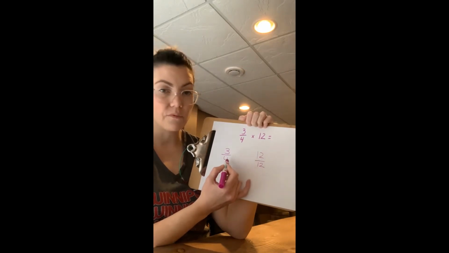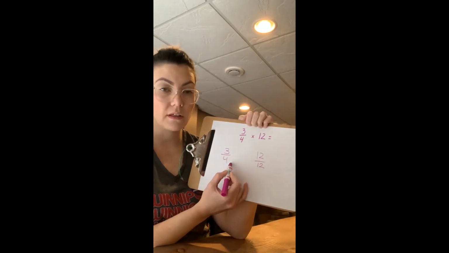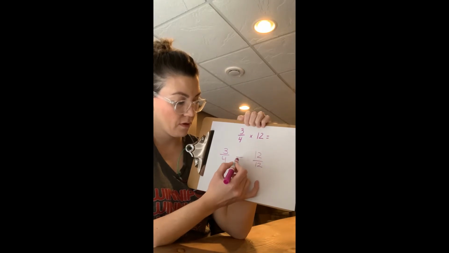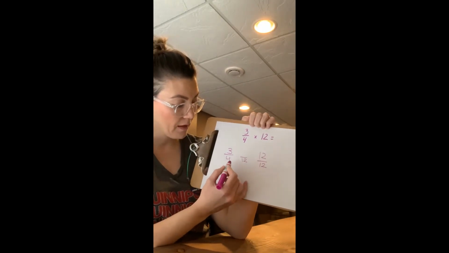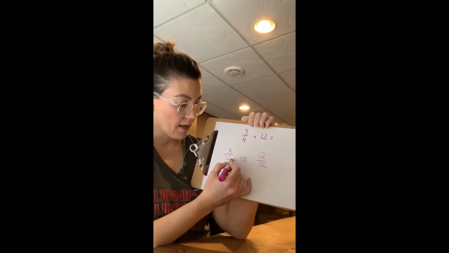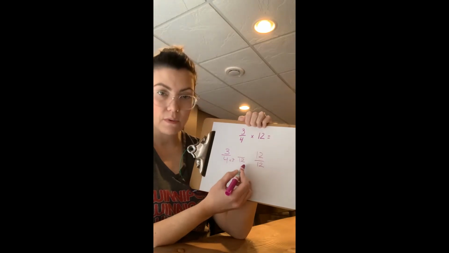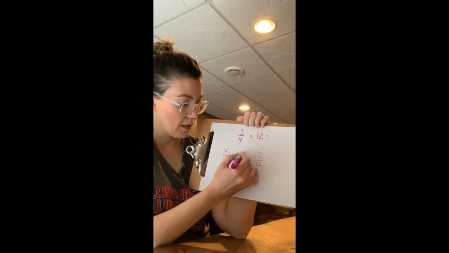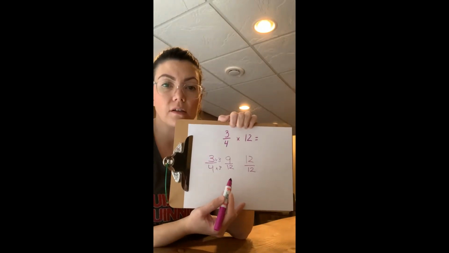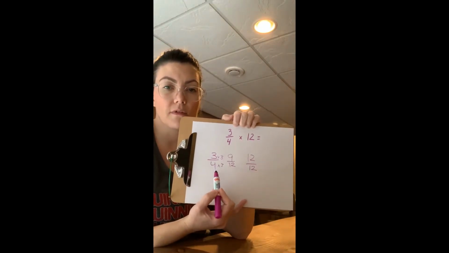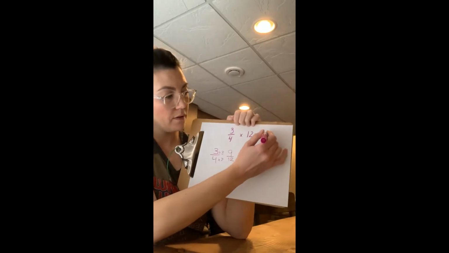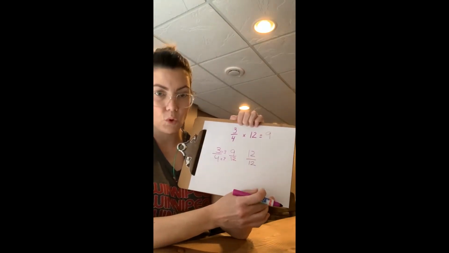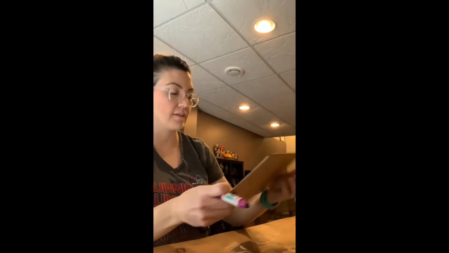So I want to now convert my 3/4 into a fraction out of 12. Okay, so 4 times 3 equals 12, and what I do on the bottom, I do on the top as well. So 3 times 3 is 9. So therefore I know that 3/4 of 12 is 9. Or 3/4 times 12 is 9.